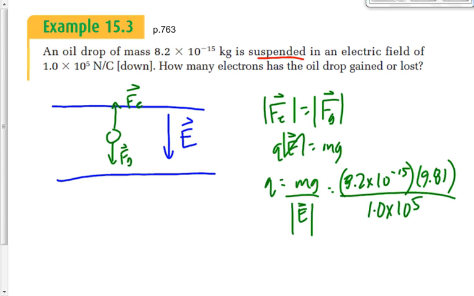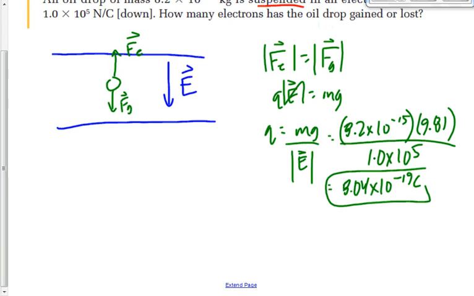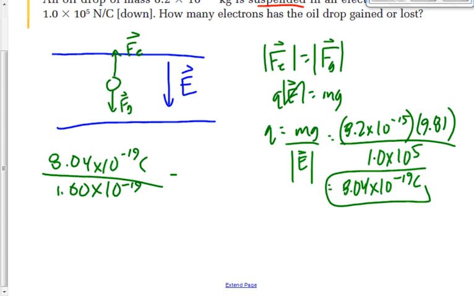What do we get for the charge there? 8.04 times 10 to the minus 19 coulombs. All right, that's my charge. Now I'm looking for the number of electrons gained or lost. How do you find a number? Physics 30, how do you find a number? Total divided by the amount for 1. In this case, 8.04 times 10 to the negative 19 divided by 1.60 times 10 to the minus 19. What do we get there? 5. Now, gained or lost? That's the tough part of this question. 5 electrons gained or 5 electrons lost?